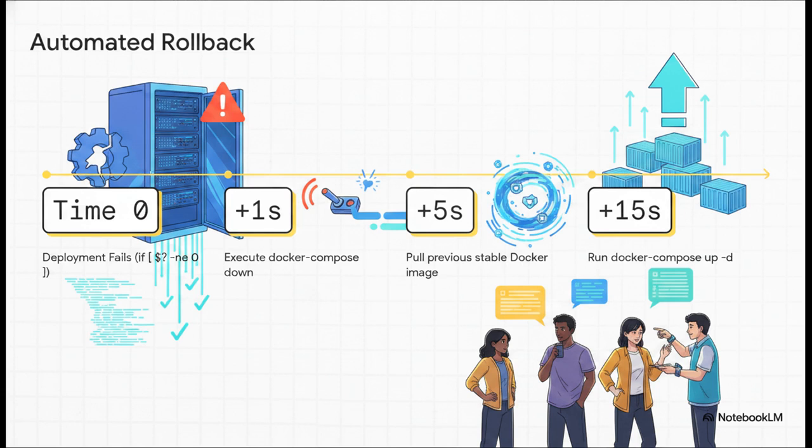5 seconds later, it pulls the previous stable Docker image. By 15 seconds in, it runs docker compose up -d, and your previous working version is fully back online. That outage, it lasted seconds, literally, not hours.